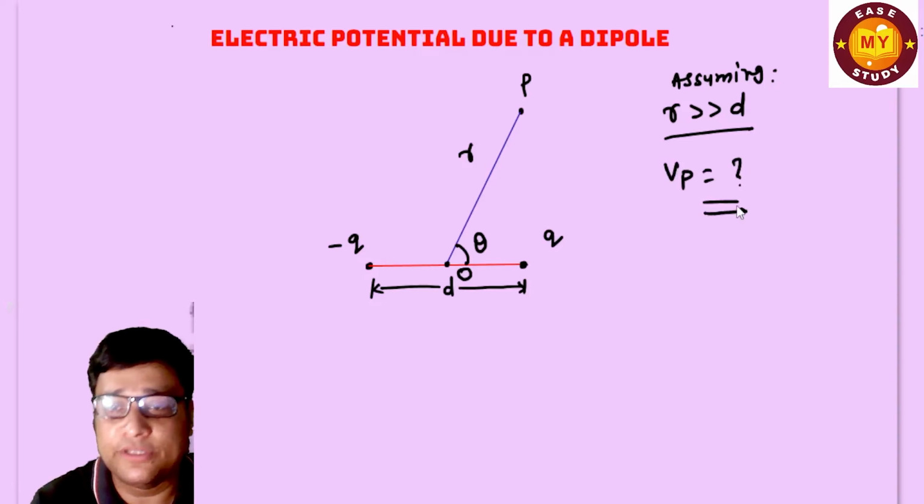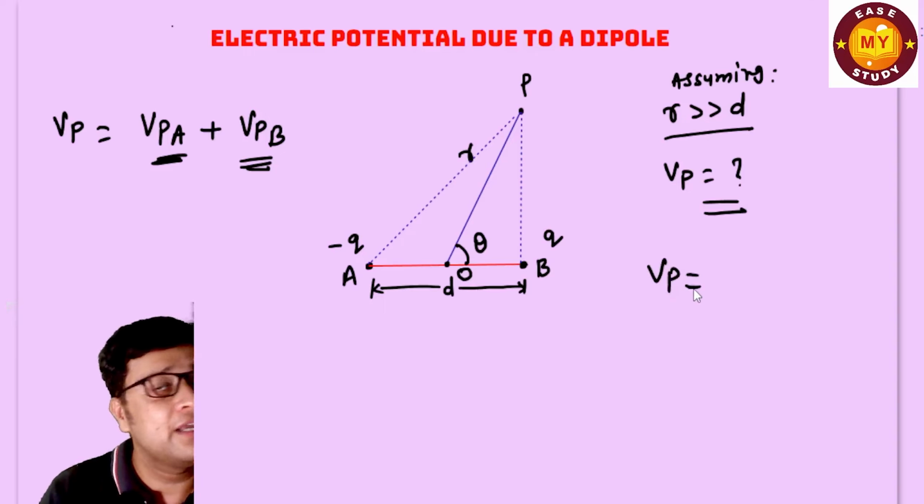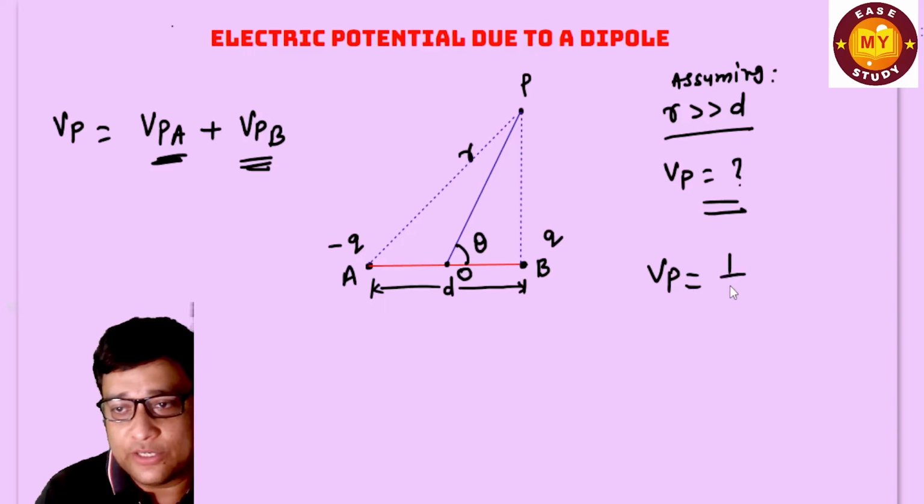So I have to find the potential at P, which will be the potential at P due to point charge A and the potential at P due to point charge B. Simply, I have to find this A and this B potential and add them. So what is the definition of the potential for a single charge? For a single charge, the potential formula is 1 by 4 pi epsilon naught into Q by R.